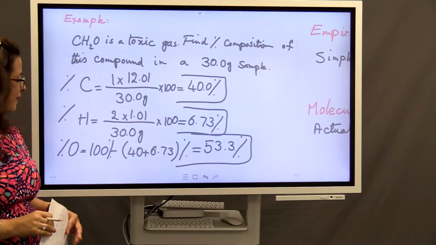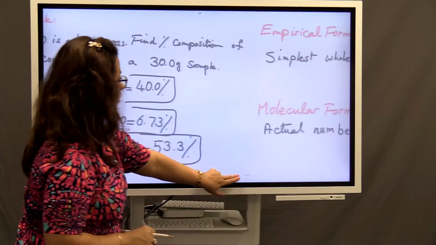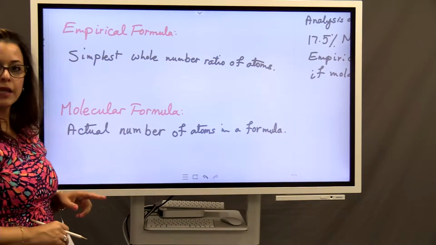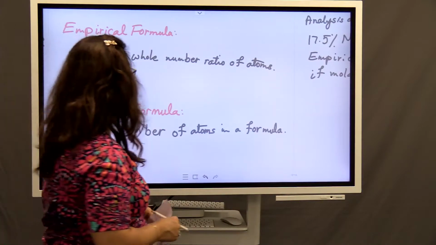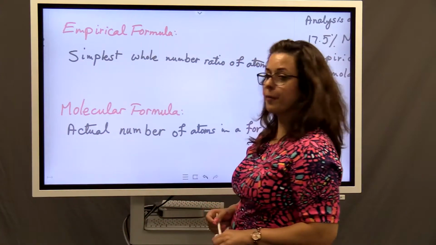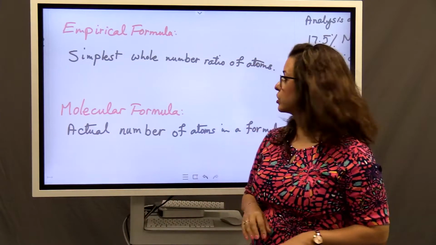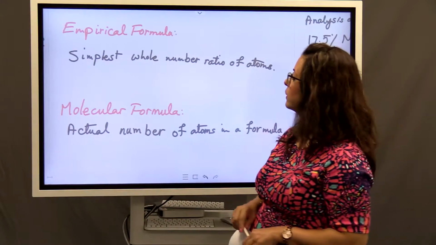All right? That's easy, just working on one formula. The next concept you have in chapter 3 is talking about empirical formula. Empirical formula is the simplest whole number ratios of the atoms you see in the molecule, so in the compound.